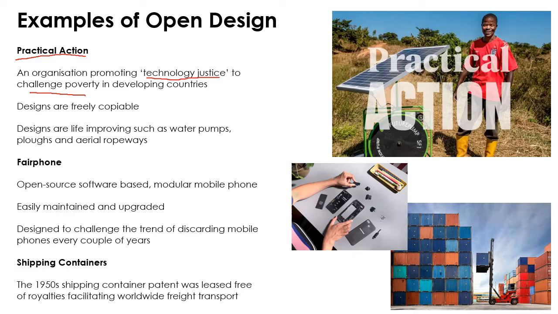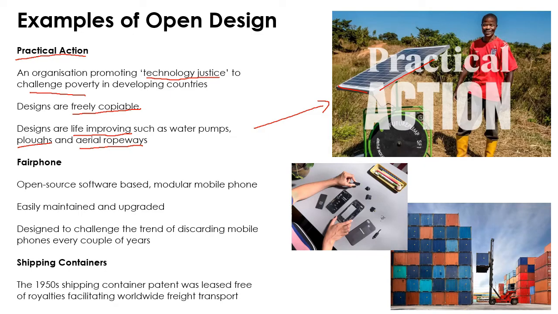The designs are freely copyable, so they are open. They are open for you to edit, to play around with, to tailor to your individual need. And quite often the designs are life improving. So this one is basically a water pump. You can see it's got a solar power component on the top there. Other things that they've created, things like plows and aerial ropeways, which can make really remote places more accessible. So Practical Action is a really good example of an organisation who uses open design.